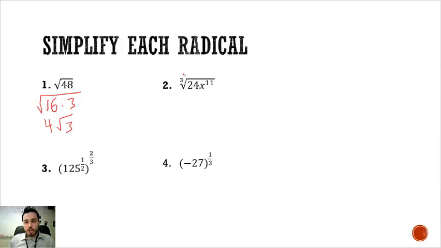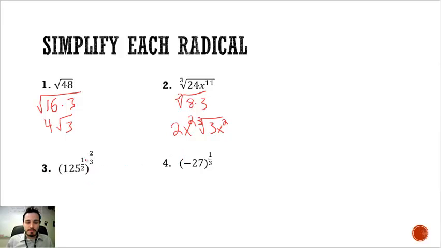24, the largest perfect cube, gotta pay attention to that stuff there. Our largest perfect cube is 8, and that's 8 times 3. So I split that apart. The cube root of 8 is 2, and the 3 stays inside the cube root symbol. And then I deal with the x to the 11. 3 goes into 11, let's see here, 2 times, so it's an x squared, but with 2 remaining. And so then you have an x squared both inside and outside there.